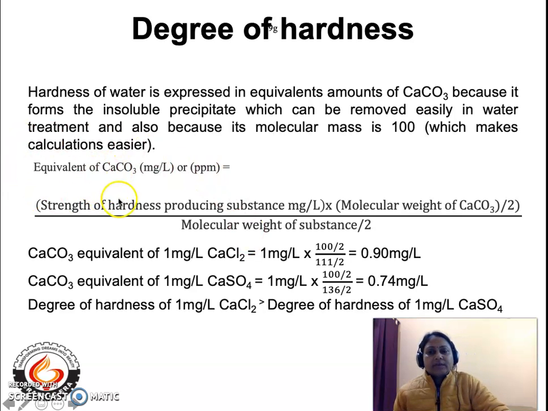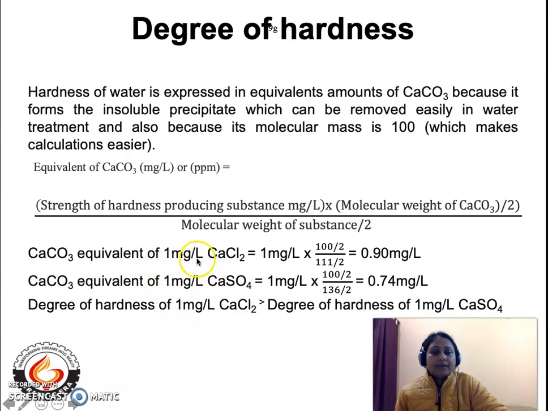So the calcium carbonate equivalent will be in terms of milligrams per liter or ppm. We very well know that 1 milligram per liter is equal to 1 ppm. So it is the strength of the hardness producing substance in milligrams per liter into the molecular weight of calcium carbonate divided by 2, whole divided by the molecular weight of the hardness producing substance divided by 2. This is the formula that we have to use if we have to convert a hardness producing salt into calcium carbonate equivalent.